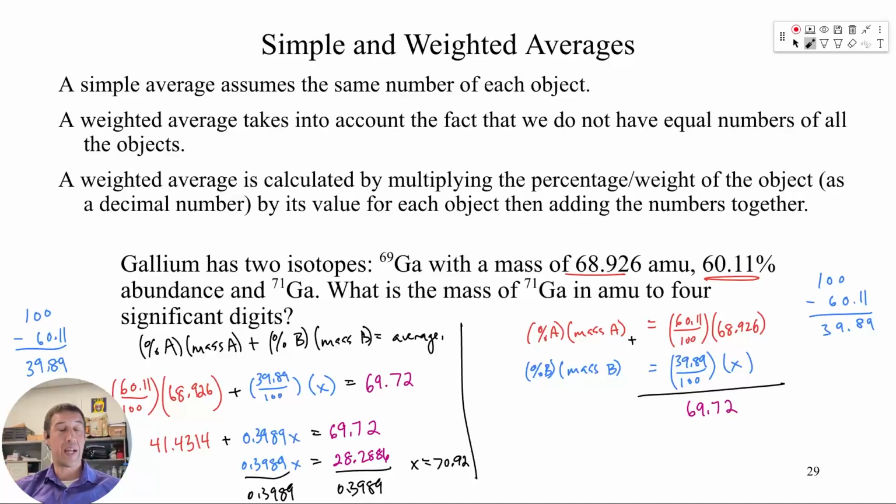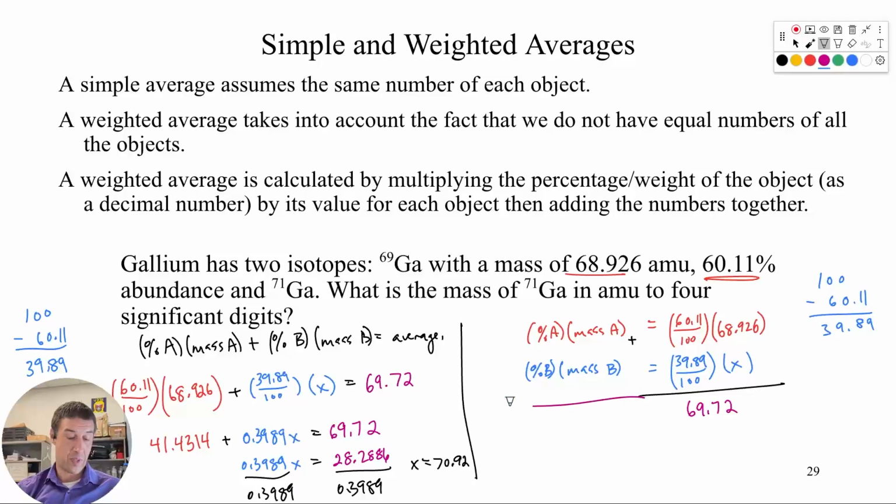There are other formats that you could use. This is the preferred format that I like to use: percent A, mass A, plus percent B, mass B, in one long line. I have heard, and several colleagues actually comment, that they like the formula where you do percent A, mass A, plus percent B, mass B underneath, and then at the very bottom, your average.